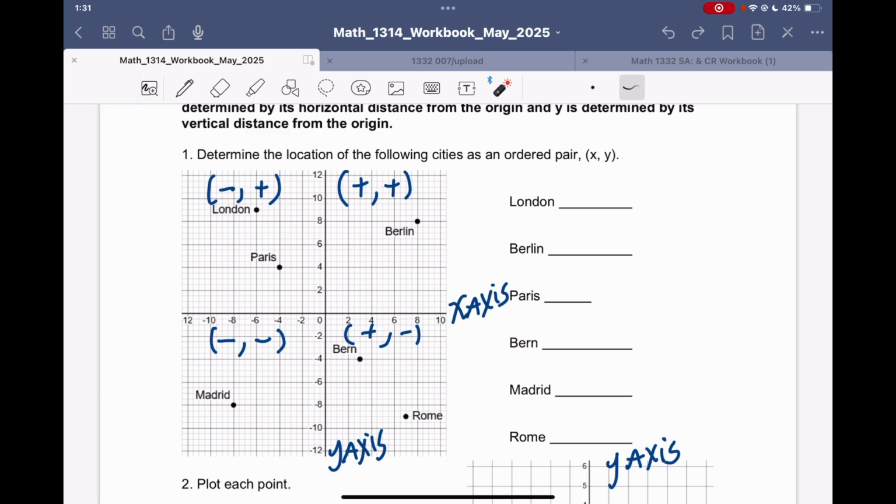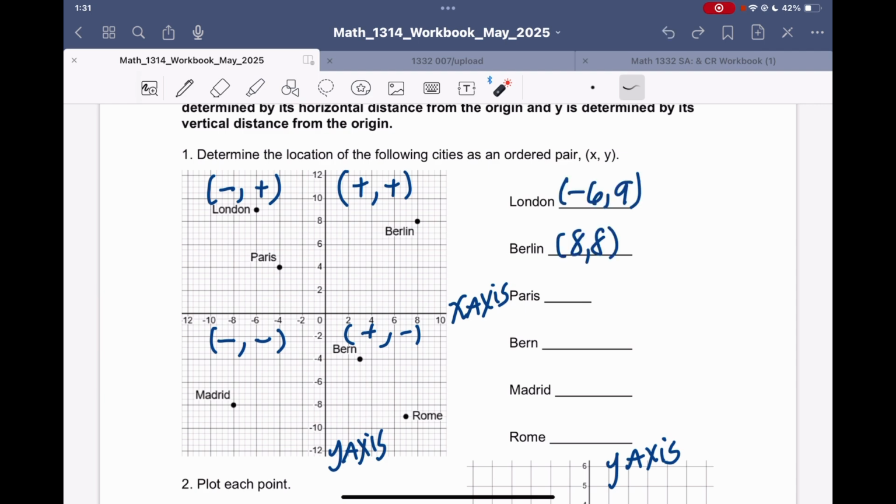Let's see what that looks like. I think I decided we're going to do all these. Okay, London is negative 6, 9. To find London, it's right here. We start in the center, we go to negative 6, and then we rise up and see what number that is on the y-axis. It's between 8 and 10, so that's going to make it 9. So you see how that's negative, positive: a negative 6 and a positive y, which is 9.